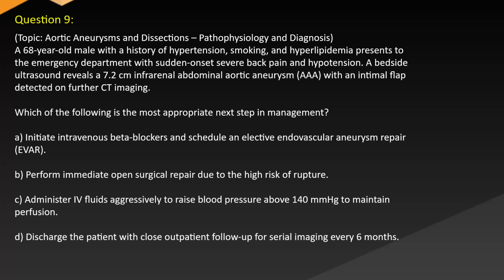A. Initiate intravenous beta blockers and schedule an elective endovascular aneurysm repair, EVAR. B. Perform immediate open surgical repair due to the high risk of rupture. C. Administer Ringer's fluids aggressively to raise blood pressure above 140 mmHg to maintain perfusion. D. Discharge the patient with close outpatient follow-up for serial imaging every 6 months.